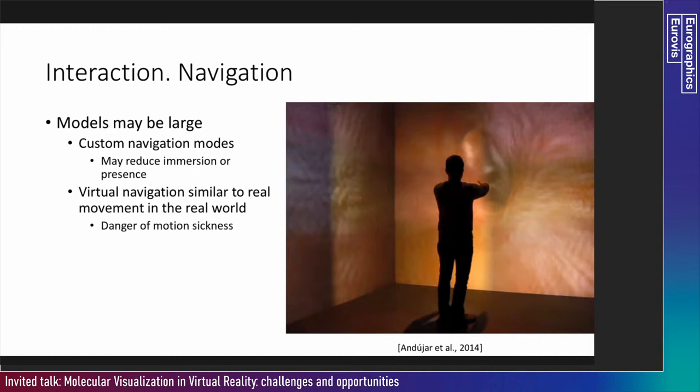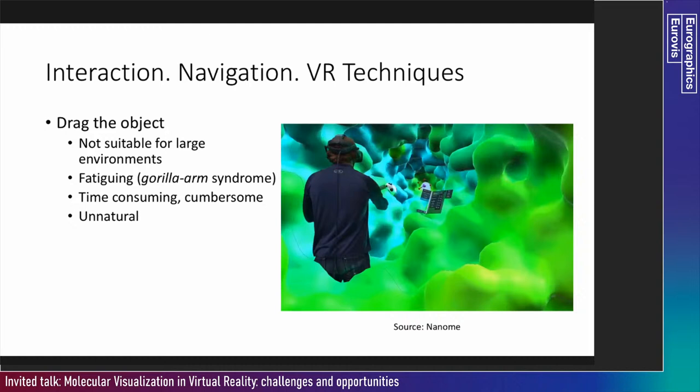So in Nanome, for instance, they use a well-known technique, which is dragging the object. However, dragging the object might not be suitable for large environments because it's fatiguing. So they have the gorilla arm syndrome. It's time consuming and it might be kind of cumbersome because, depending on the movements, if you're navigating through a tunnel, you might easily go outside the tunnel and it can be difficult to find the point of interest.